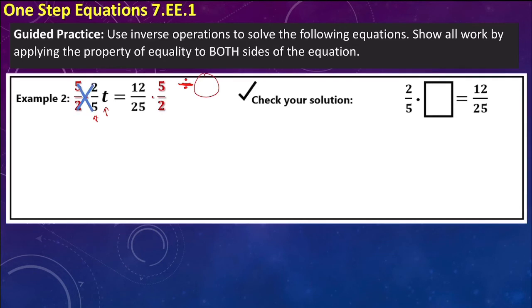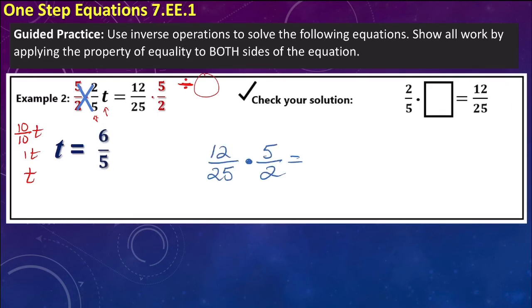Those cancel each other out, leaving us just with 1, right? 5 times 2 is 10, 2 times 5 is 10. So 10 over 10t really is just saying it's 1t. And what does 1t really say? It's really just t. And when you multiply the right side by 5/2, you get 6/5.